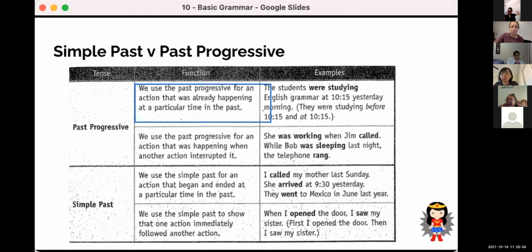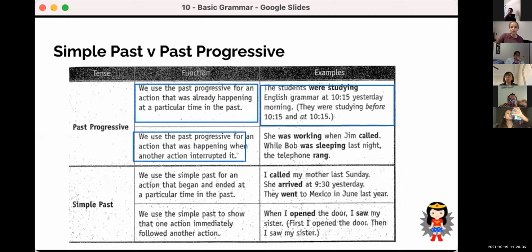We use the past progressive for an action that has already happened in the past. It is completed. The students were studying English grammar at 10:15 yesterday morning. It means they were studying before 10:15 and at 10:15 and maybe even after 10:15. This is that continuous action that is finished, but it was yesterday, so it is finished.